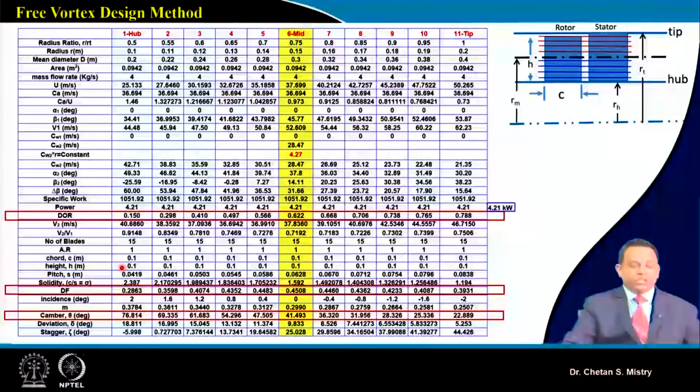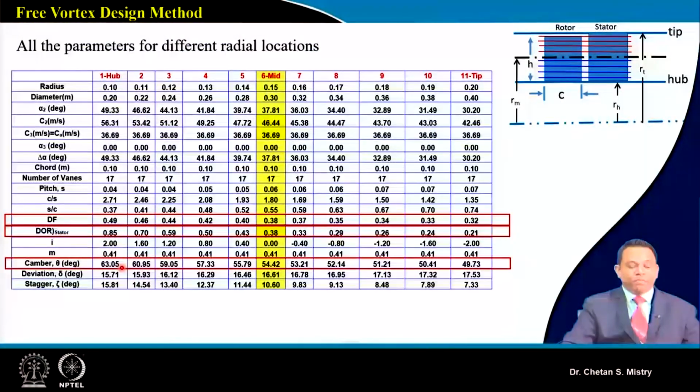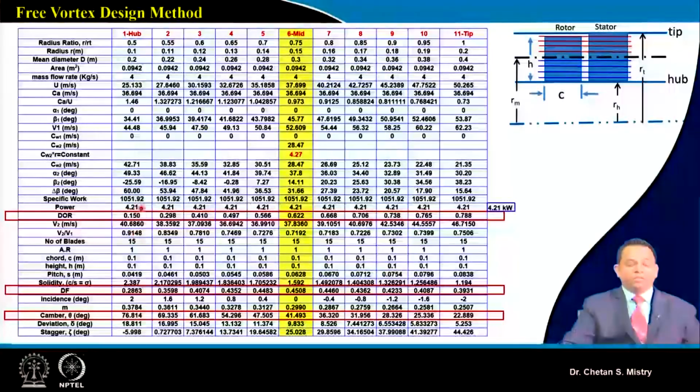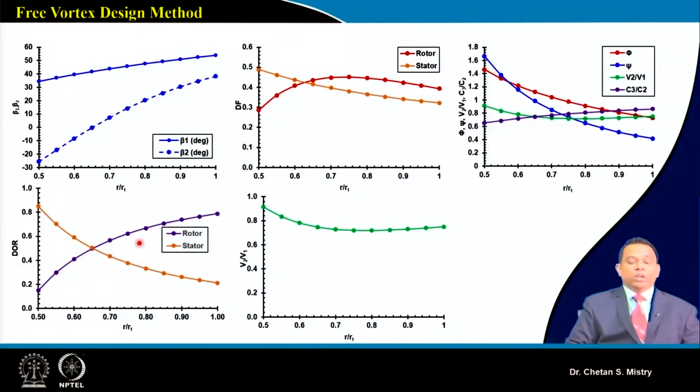Now, if you compare in terms of numbers, my degree of reaction, as we have discussed, for the stator is coming 0.85 at the hub, and here if you look, it is coming 0.15. Okay. So, let's check what we have seen in terms of variation of our angle.